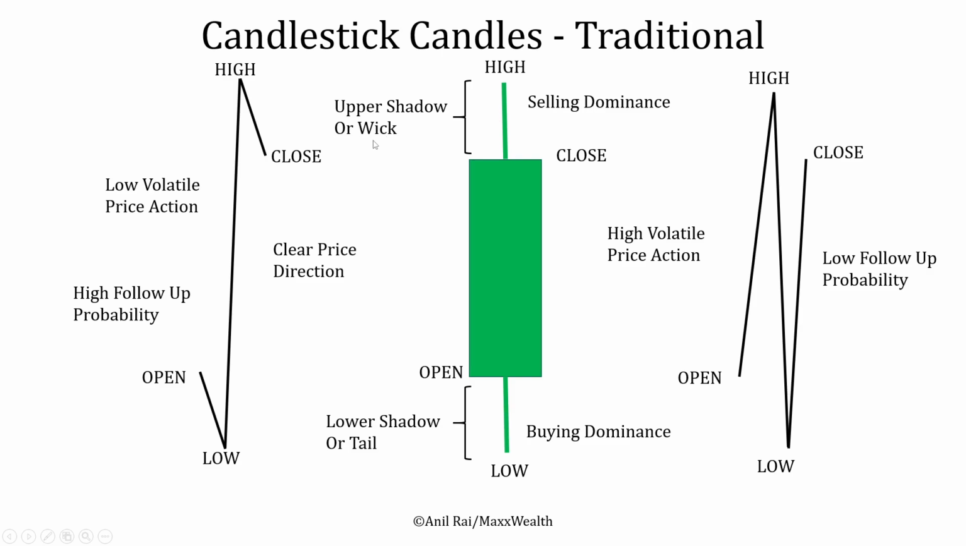Now we know that the upper wick or upper shadow shows selling dominance, meaning the selling pressure is so high that price comes down and closes here. Here the buying pressure is so high that price couldn't sustain below the open, and that's why it pushes price up. So it's a buying dominance area, a buying dominance price level. Now here we can see it's a very low volatile price action. This one, the case one scenario, makes a low and then makes a high and closes here.